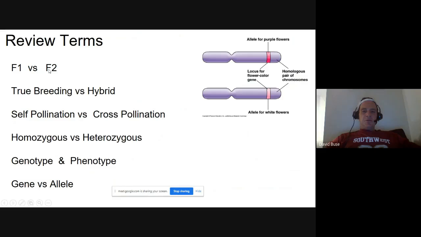F1 versus F2 generation, true breeding versus hybrid. Remember, a hybrid contains one gene that's dominant and one that's recessive. Self-pollination versus cross-pollination. Homozygous versus heterozygous, genotype and phenotype. And then gene versus allele. Now, I haven't used the term allele with you guys yet, but an allele is simply a version of the gene. So an allele for purple flowers would be represented as big P, and an allele for white flowers would be represented as little p.